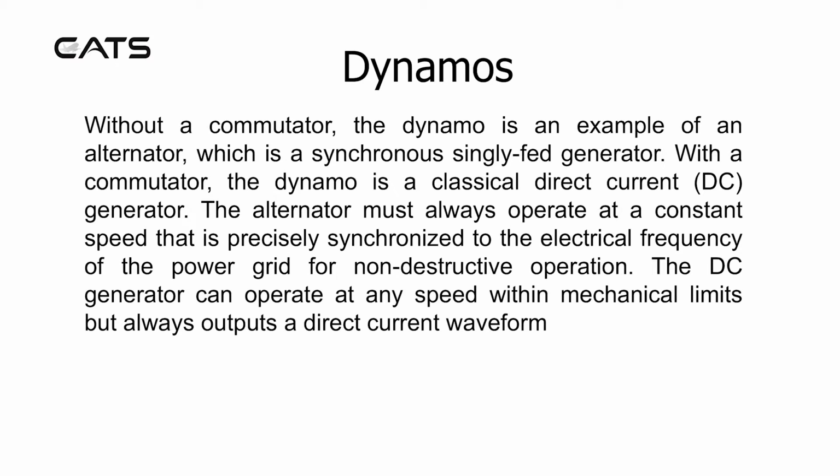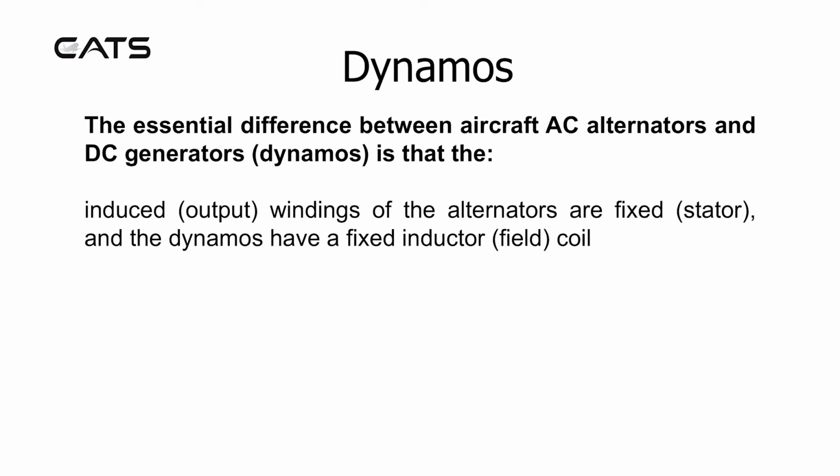The alternator must always operate at a constant speed that is precisely synchronized to the electrical frequency of the power grid for non-destructive operation. The DC generator can operate at any speed within mechanical limits, but always outputs a direct current waveform. The essential difference between aircraft AC alternators and DC generators, dynamos, is that the induced output windings of the alternators are fixed, stator, and the dynamos have a fixed inductor, field coil.